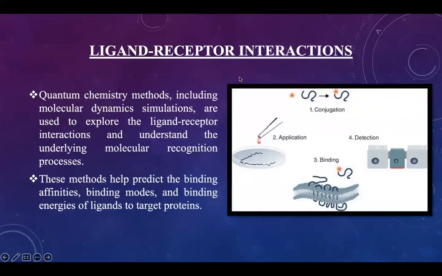Ligand receptor interactions. Quantum chemistry methods, including molecular dynamics simulations, are used to explore the ligand receptor interactions and understanding the underlying molecular recognition process. These methods help predict the binding affinities, binding modes, and the binding energies of ligands to target proteins. Here, the ligand receptor interaction is shown in the picture, where the first step is conjugation, second is application, third is binding, and fourth is detection.